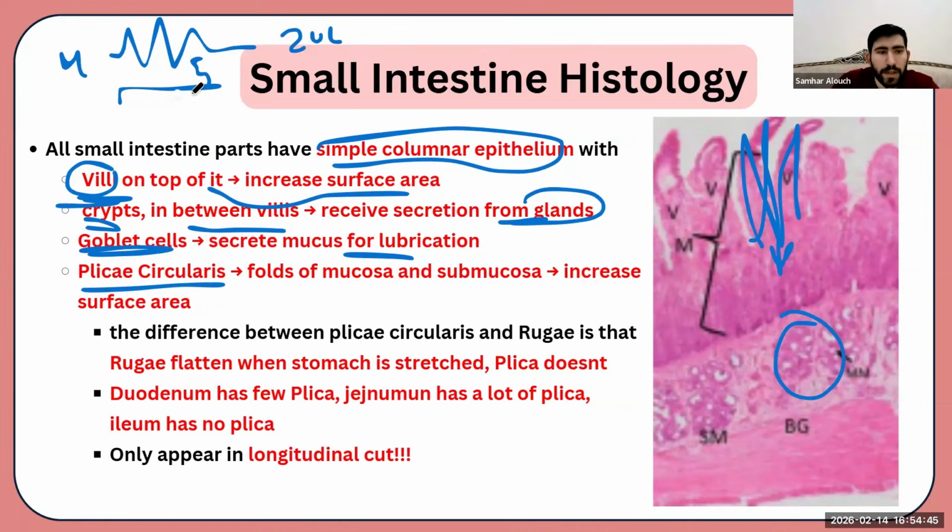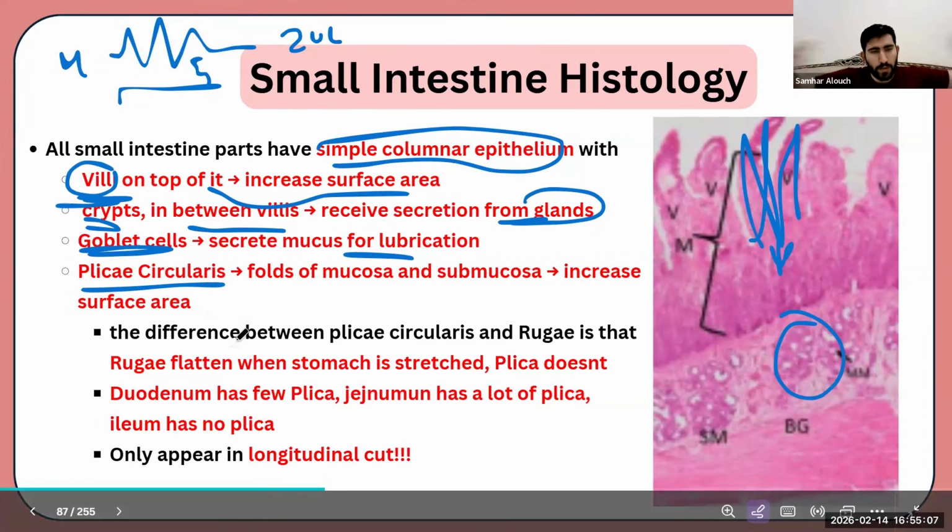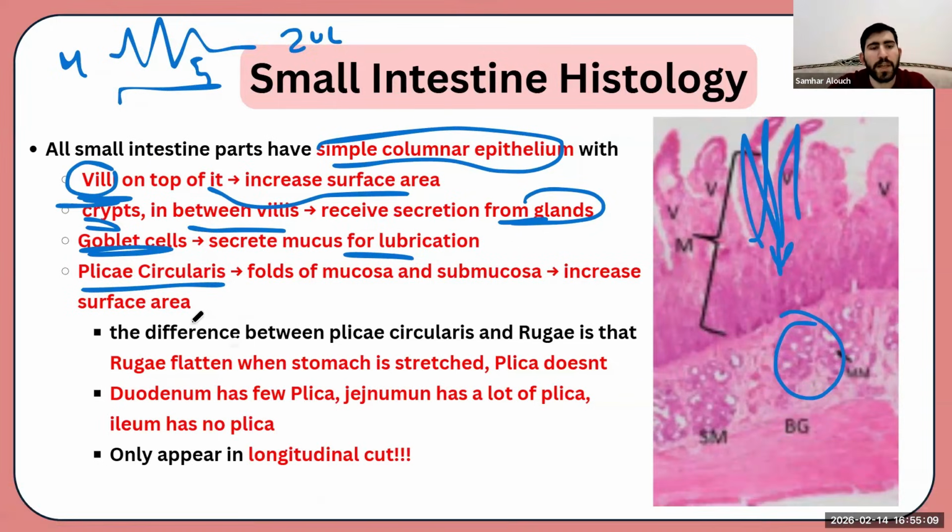So how is it different from rugae? The rugae, if you stretch it, the whole thing will be stretched, okay? And you will reach the 20 centimeters. However, here, if you stretch it, it won't stretch. It will stay the same, okay? So this won't actually end up as 20 centimeters as a whole line. I hope you get the idea. Rugae are stretchable. So if you stretch it, the whole thing will be stretched. Plica circularis is not stretchable, okay? So that's the difference, okay?